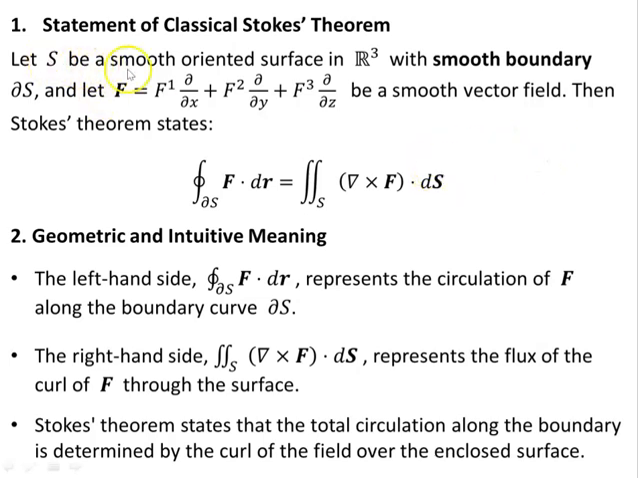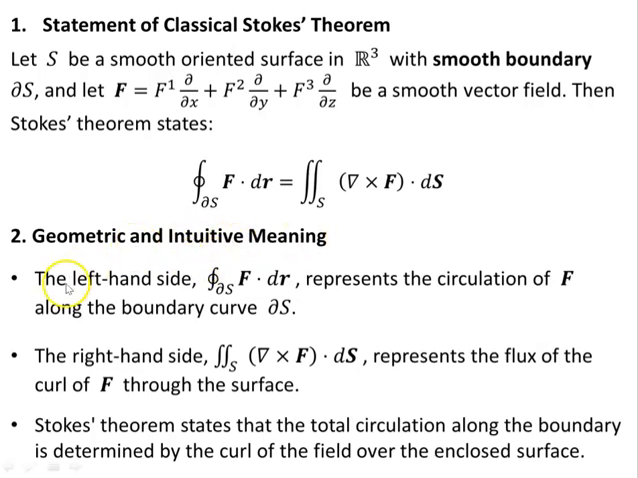Let S be a smooth oriented surface in R3, three-dimensional Euclidean space, with smooth boundary partial S, and let F be a smooth vector field. Then Stokes theorem states that the integral around a closed path, around the boundary there, of F dot dr is the surface integral of the curl of F dotted with dS, which is the flux of the curl of F through the surface.